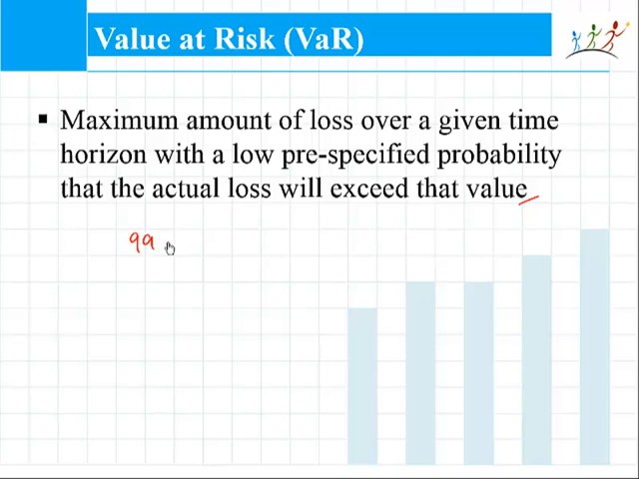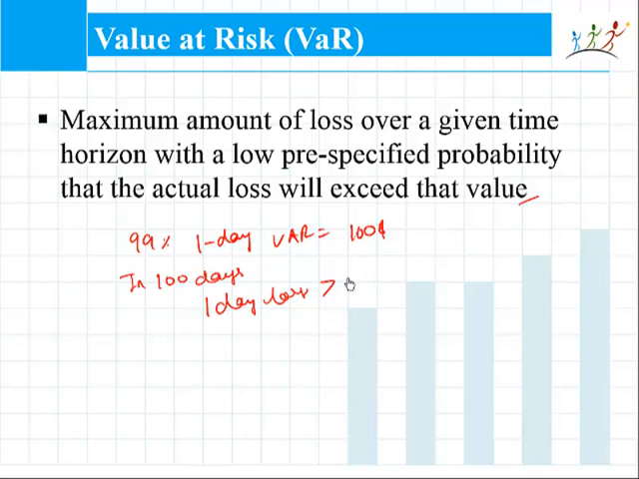So if the 99% one-day VAR is equal to $100, what this implies is that in 100 random days, or in any 100 days, there will be one day in which the loss will be greater than or equal to $100, and in 99 out of the 100 days the loss will be less than $100.